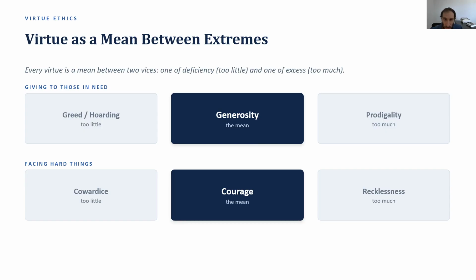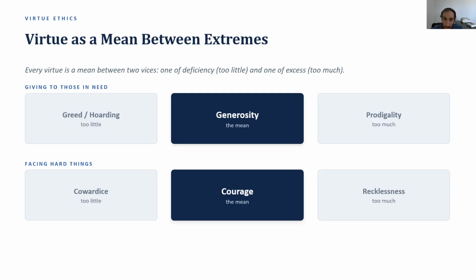Or again, take the virtue of courage. Courage is a virtue that lets us stand up and face the hard things in life. But because it is a virtue, it has two extremes. The two extremes would be a deficiency and an excess. The deficiency of courage, or the lack of it, is cowardice, running away from problems that we shouldn't run away from. The excess of courage is recklessness.